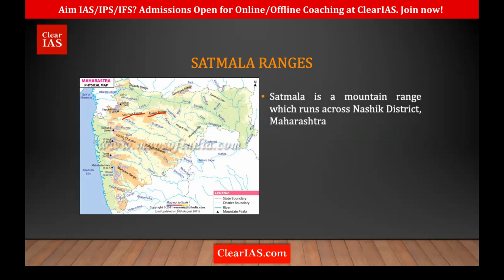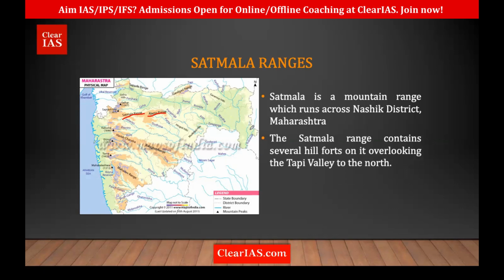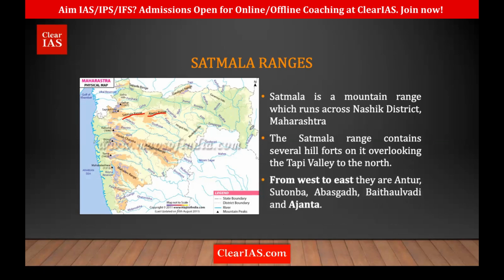It is a mountain range which runs across Nashik district in Maharashtra. And the Satmala range contains several hill forts. So the important thing is the hill forts. It looks to the Tapi Valley on the north. Important ones are Antur, Suntoba, Abasga, Baitalwadi, and Ajanta. So Ajanta is very important. All of you would be knowing about the Ajanta caves, right? This is located on the Satmala hills.